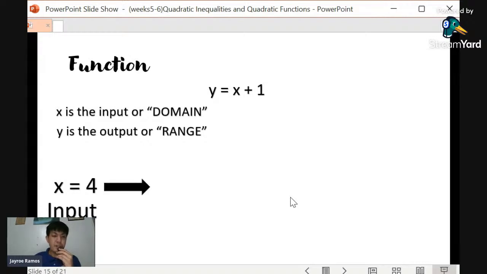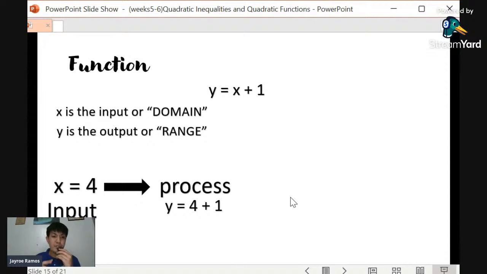And of course, we're going to process that. So what will be the process? So the process here is where we replace the value of x. 'Di ba we have y is equal to x plus 1. So papalitan natin ng 4 yung x here. So that's already the process.